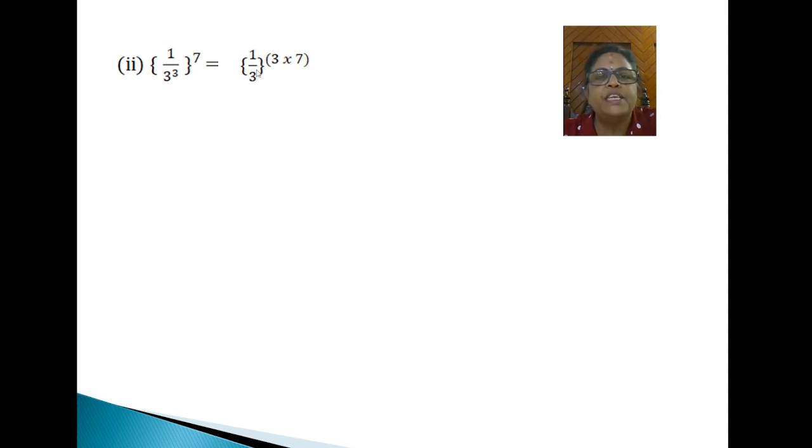Okay. So that means a raised to m, the whole raised to n is a raised to m into n. So 1 by 3, the whole raised to 21.